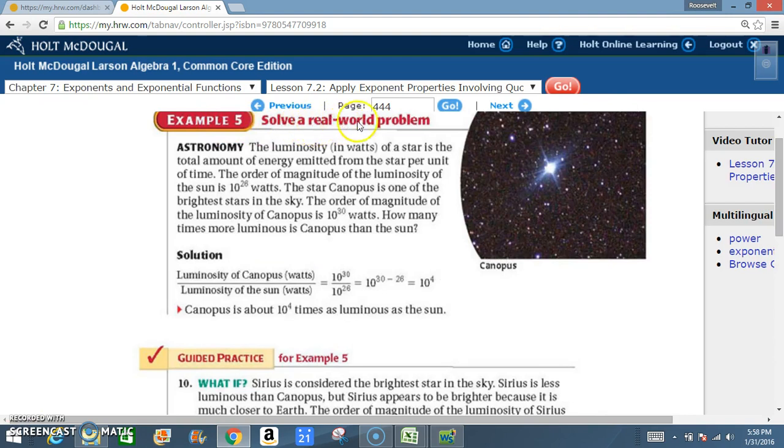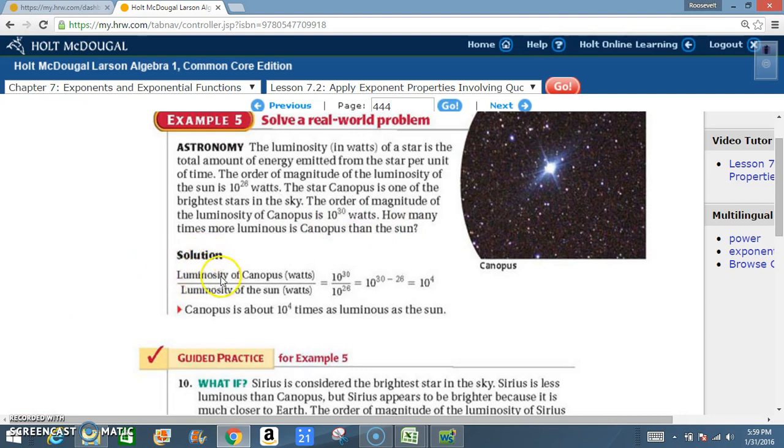Example 5. Solve a real-world problem. Astronomy. The luminosity in watts of a star is the total amount of energy emitted from the star per unit of time. The order of magnitude of the luminosity of the sun is 10 to the 26 watts. The star Canopus is one of the brightest stars in the sky. The order of magnitude of the luminosity of Canopus is 10 to the 30 watts. How many times more luminosity is Canopus than the sun?